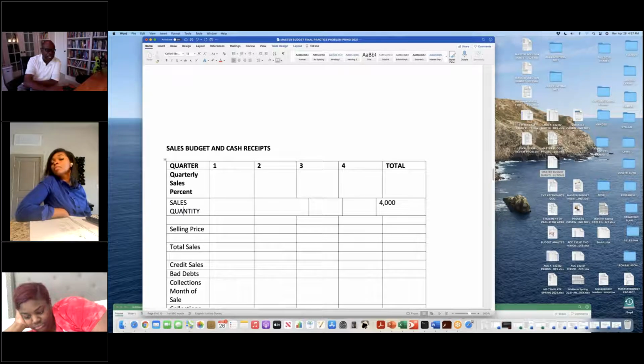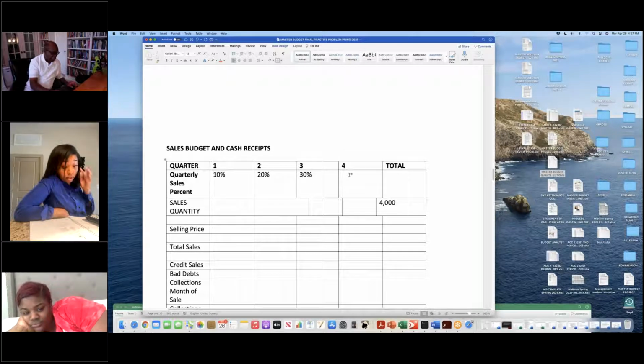So the purpose of calculating it is to get the number that goes here. Now, what about quarterly sales percentages? Oh, 10, 20, 30, 40. So 10%? 20%? 30%? And where did we get those numbers from? Out of the assumption, right? Correct. Does everybody see these?